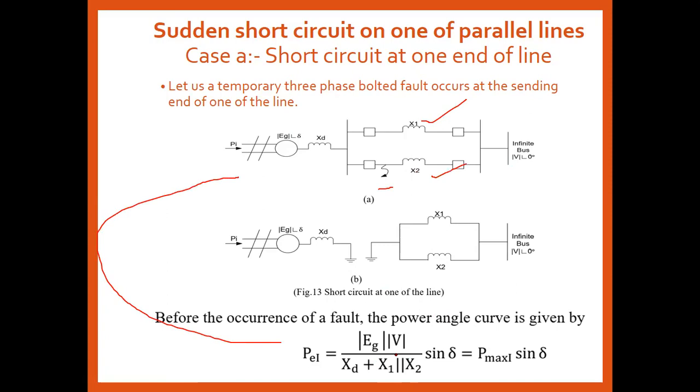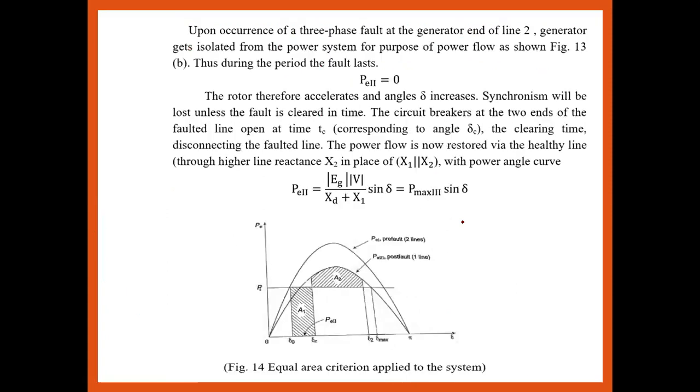So PE1 is EG upon V1 (XT plus X1 parallel to X2) sin of del, equal to P1 max sin of del. Under the occurrence of the three phase fault at the end of line 2, what will PE2 be? Obviously under the faulted condition it is 0, because that is the load, so we are not getting power across the second line where the fault occurs at the sending end. So the rotor accelerates and the angle increases.